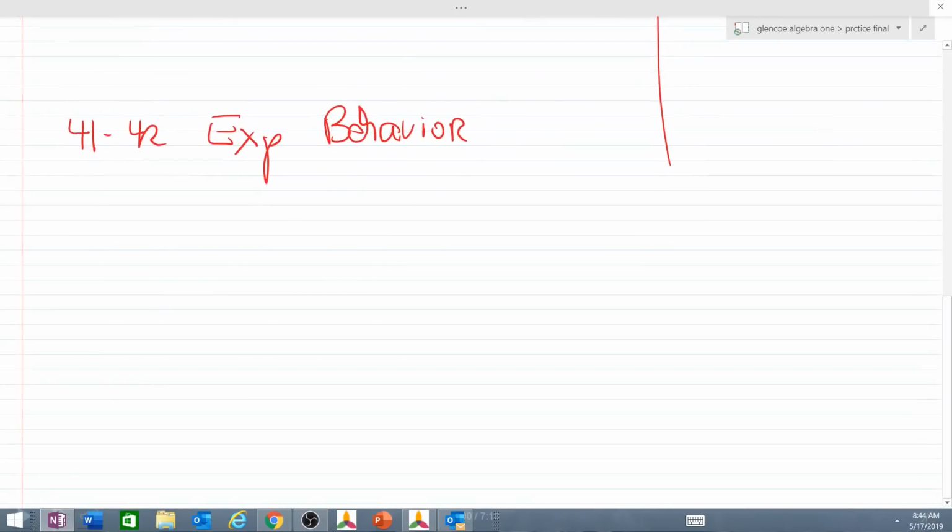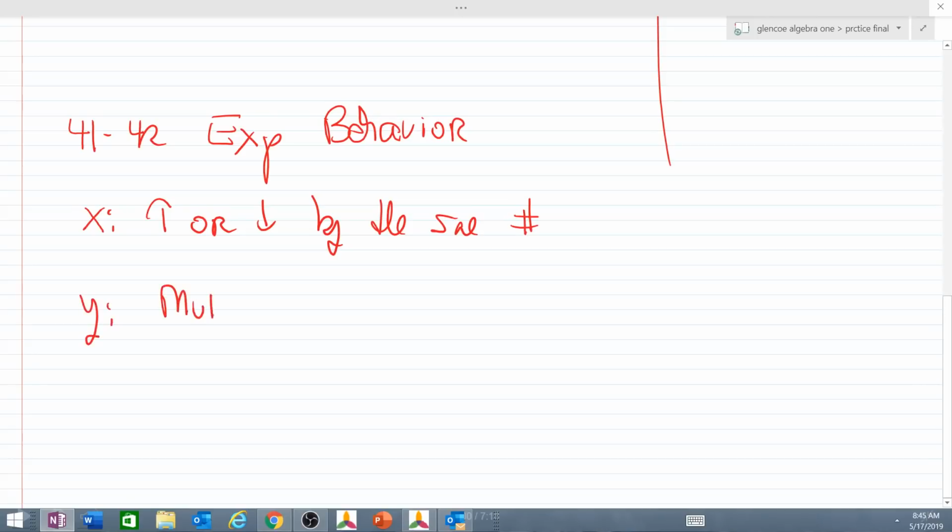The other method is for data to have exponential behavior. The x values increase or decrease by the same number, which means you're either adding or subtracting a constant number to each number to get the next. And the y's, you are multiplying or dividing by a constant. Does that make sense? Hello?